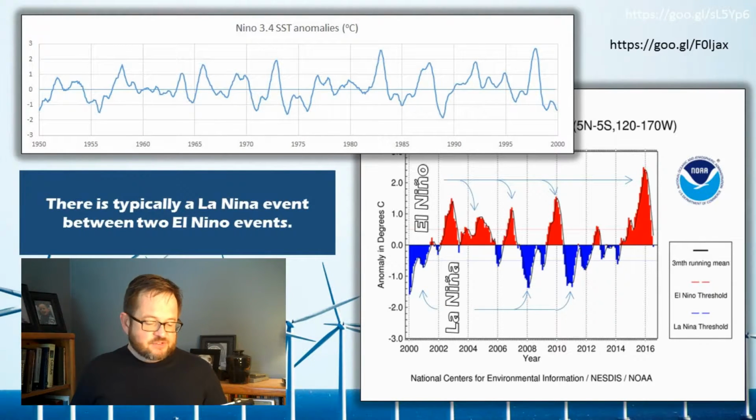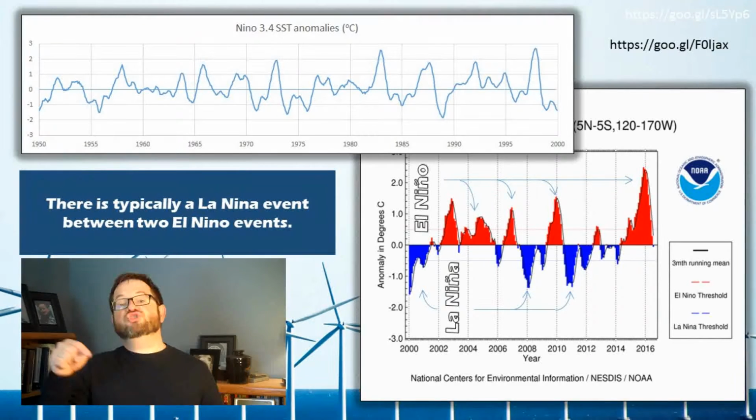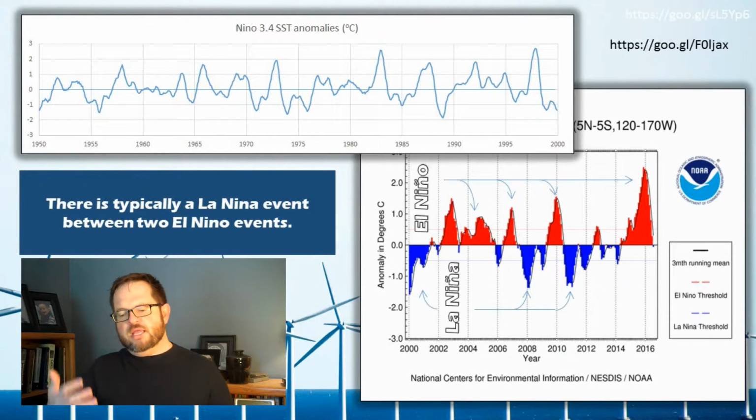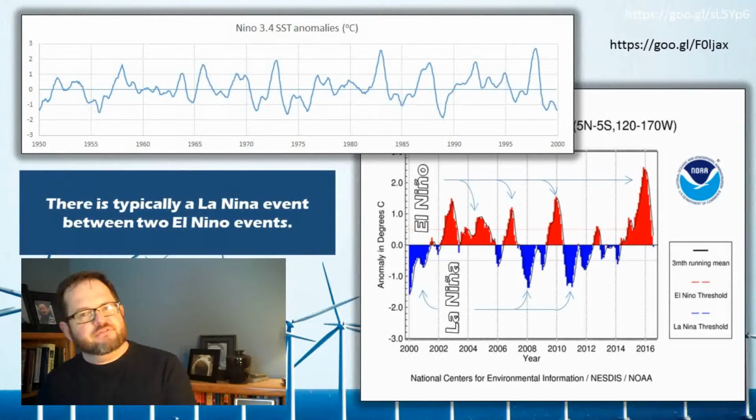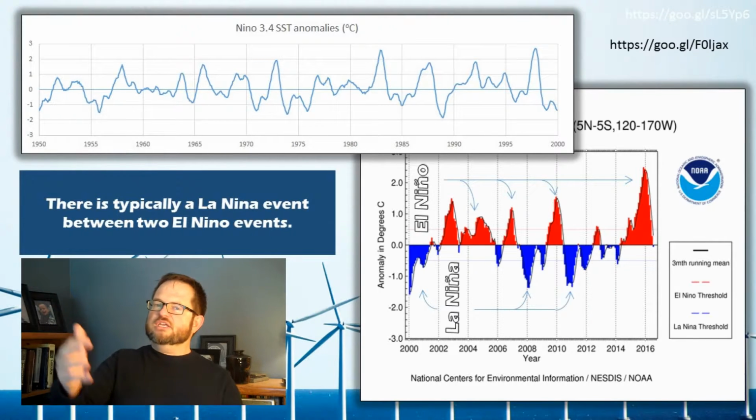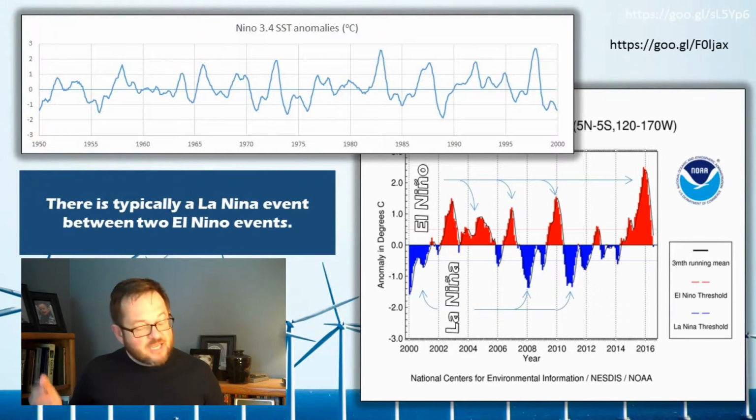And typically, again, if you take a look at the diagram here, most of the time between one El Nino event and the next one, there'll be a La Nina event between them. Not always, but most of the time. That does tend to be the pattern: there tends to be an El Nino for a year or so, and then we move into a La Nina for a year or so, and then we move back into an El Nino for a year or so. It's just part of the natural climate variability of the Pacific Ocean.